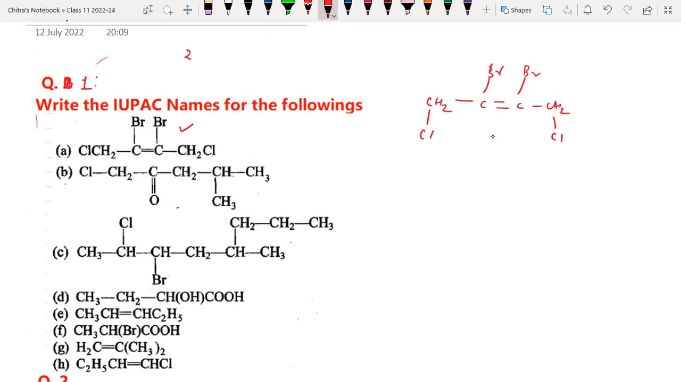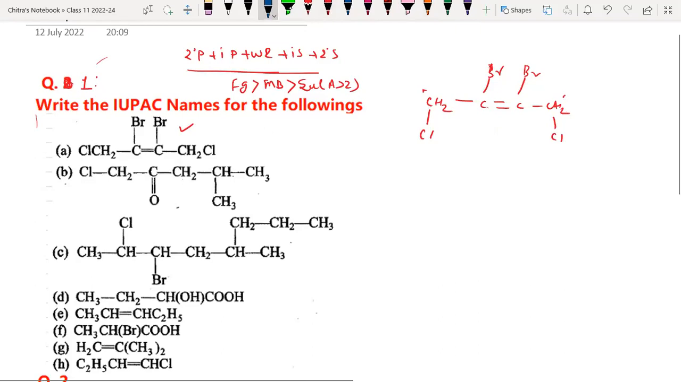We have to follow: secondary prefix plus primary prefix plus word root plus primary suffix plus secondary suffix. Now, first we have to number the carbon atoms. According to priority, functional group is greater than multiple bonding, and that is greater than substitution, which is in alphabetical order. Here we have a multiple bond, a double bond, right? From both ends the distance is the same. If the distance is the same, we go for substitution. Bromine from both sides again has the same position.